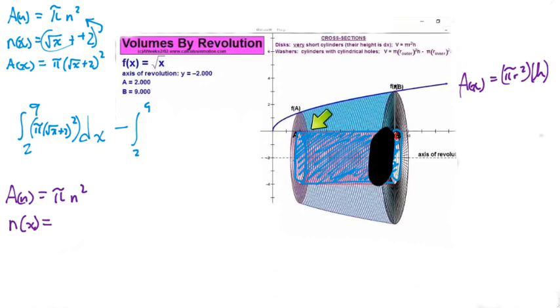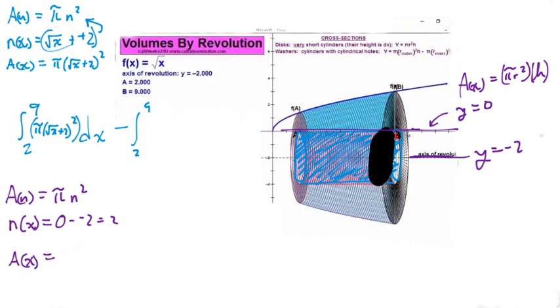What is the function for this line right here? It is y equals 0. So this line right here that goes all the way across, the function for that is y equals 0. And what's the function for this line? y equals -2. And if we go 0 minus -2, what do you get? You get positive 2. 0 minus -2 equals positive 2. So your n is always 2. So if I plug that into my function, we get pi times 2 squared. So it's a constant area, 4 pi.